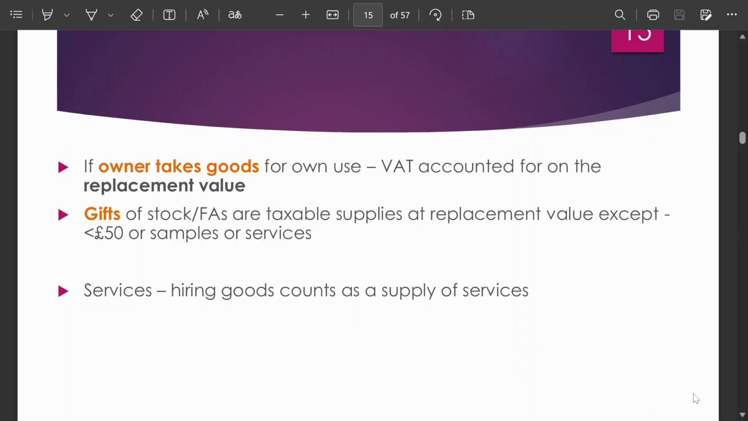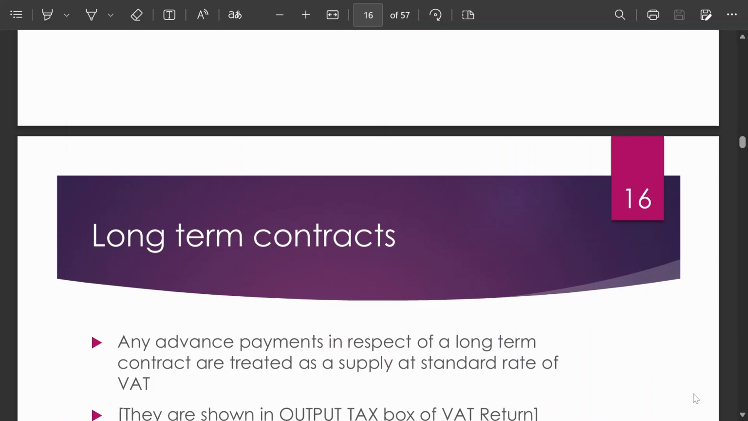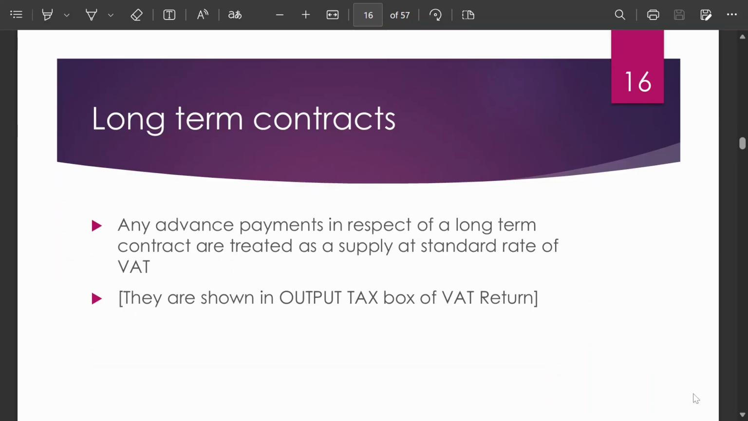Okay, so this one we already discussed. Long-term contract, so we'll discuss this later on. But anytime you get any advance payment on a long-term contract, that will be a tax point. We won't be able to discuss the tax point rules in this class, but if you have time, please study the tax point rules from the Melville book and also from the Open Tuition. You'll see some examples there. That's also a very important concept in VAT.